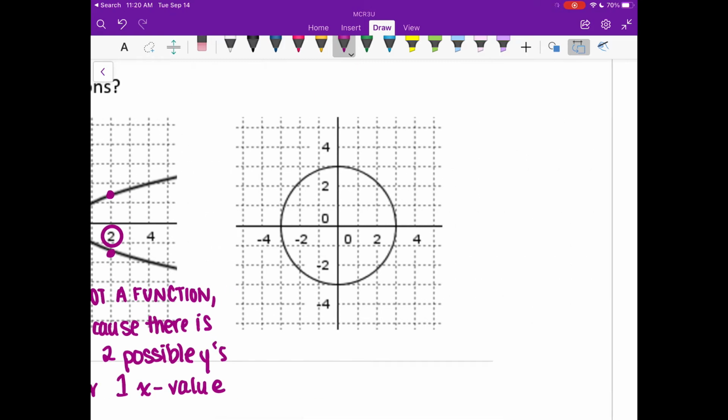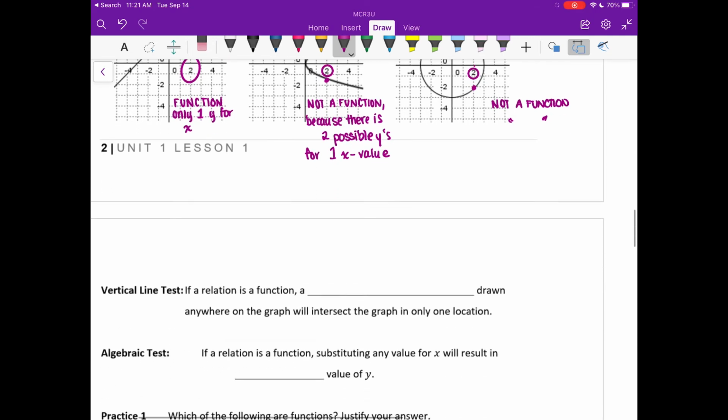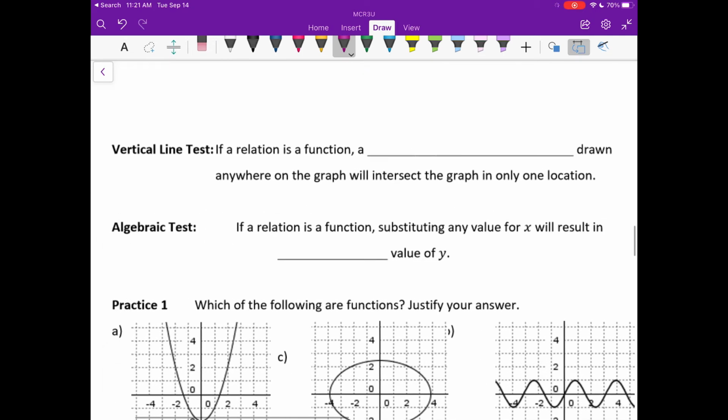So moving on to the circle, we're going to look at the 2 again, right? And notice how the 2 can go up to 2 or to the negative 2. Again, not a function. x equals 2 can either be y equals positive 2 or negative 2. So you can have two possible y values for the x. Same thing.